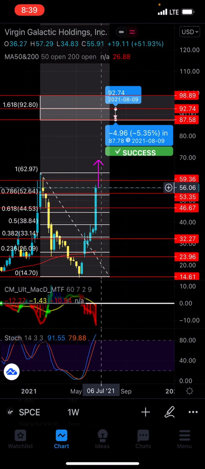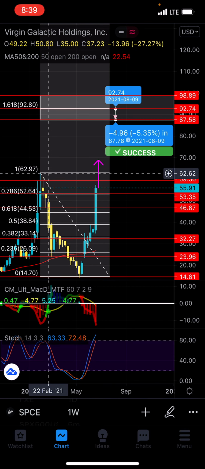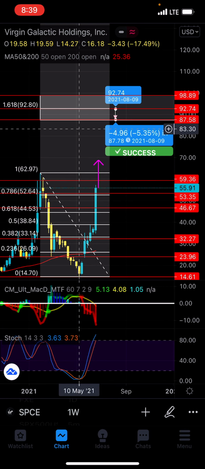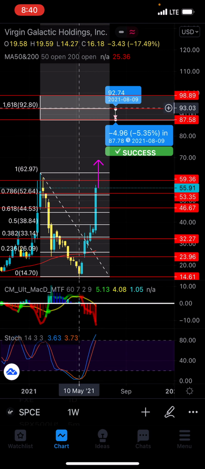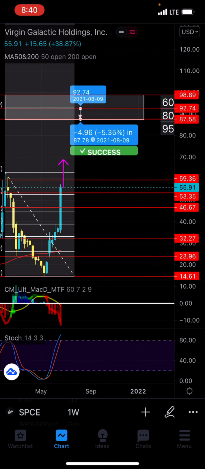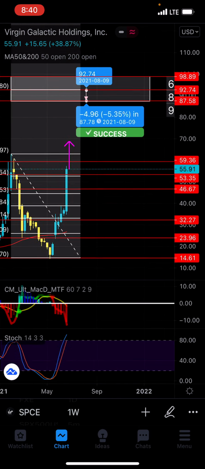You're looking for, maybe next week or the week after, a break of the previous all-time high. That's when you know when to get in. And after that, we can gauge that the next stop is actually going to be this 92.80, or relatively $93 in price, right? From then, we can actually do our play.